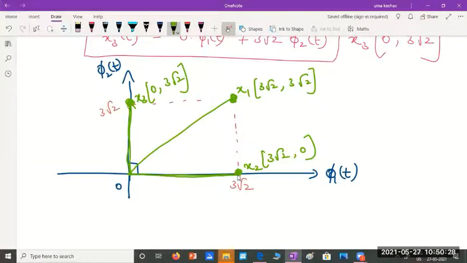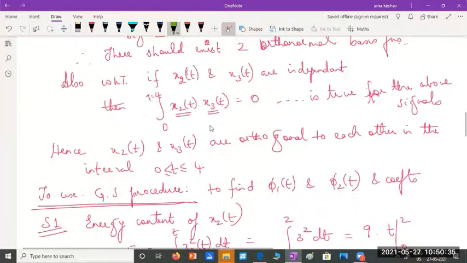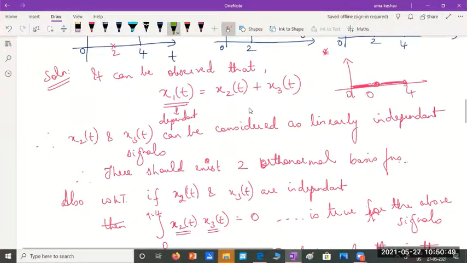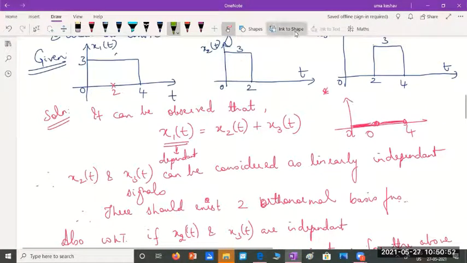Now, is this procedure clear? See, in this problem, we added a little complexity because initially he has only given us 3 signals. He is asking us to find the set of orthonormal basis functions. So first you should determine how many basis functions there will be. Okay, that is dependent on seeing how many linearly independent signals there are.